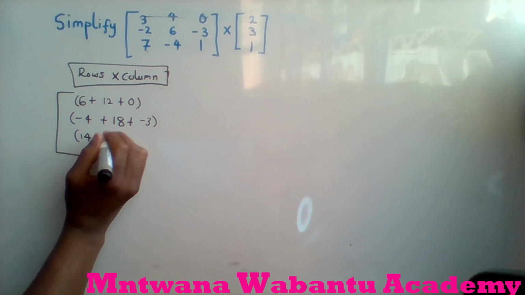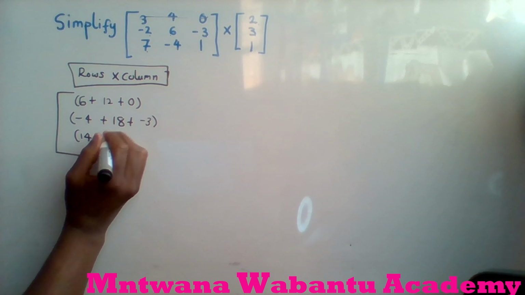So brother and sister, the question is done. So what we're going to do here now, say 6 plus 12 plus 0 equal to 18. Now -4 plus 18, 14. -3, 11. Now we finish up. So 14 minus 12, because this is plus and minus, 14 minus 12 equal to 2, plus 1 equal to 3. So brother and sister, when you multiply all that given, you get 18.